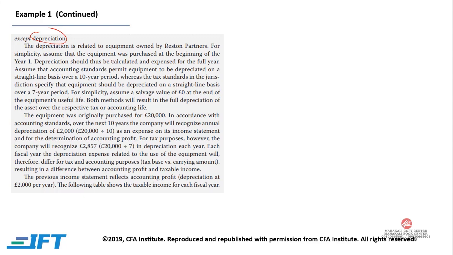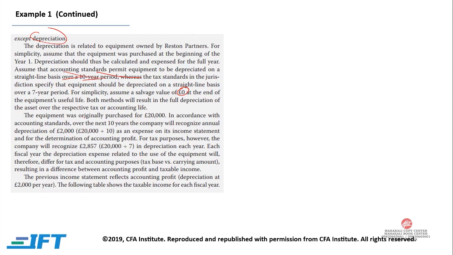For simplicity, assume that the equipment was purchased at the beginning of year 1. Depreciation should thus be calculated and expensed for the full year. Assume that the accounting standard permits equipment to be depreciated on a straight line basis over a 10-year period, whereas the tax standard in the jurisdiction specifies that the equipment should be depreciated on a straight line basis over a 7-year period. For simplicity, assume a salvage value of 0 at the end of the equipment's useful life. Both methods will result in a full depreciation of the asset over the respective tax or accounting life.